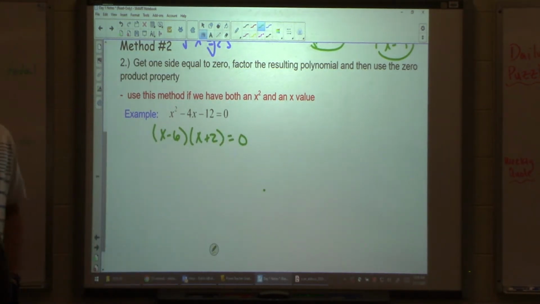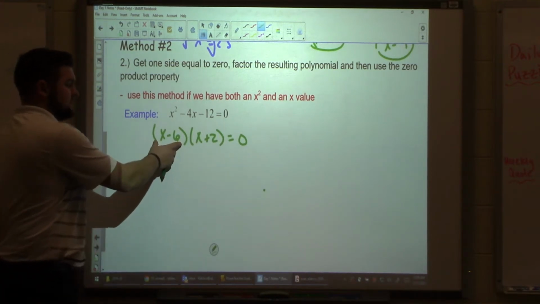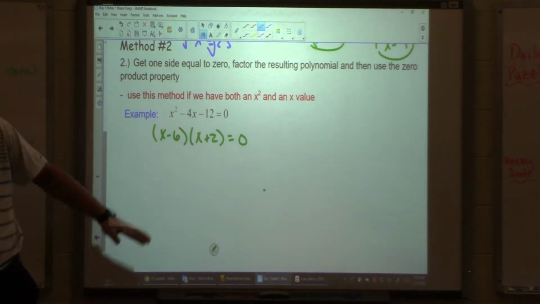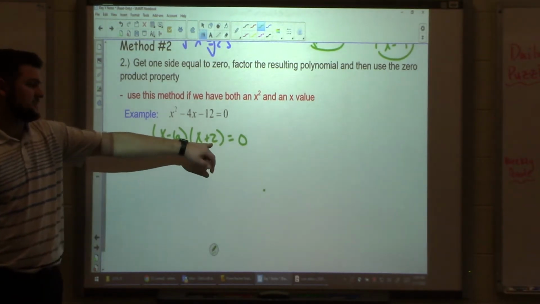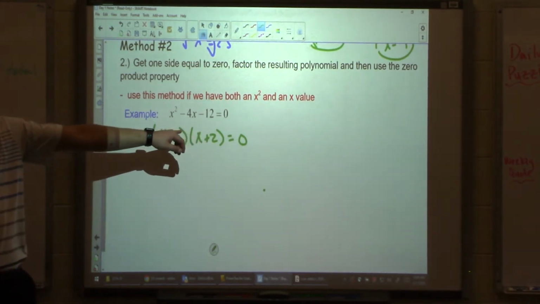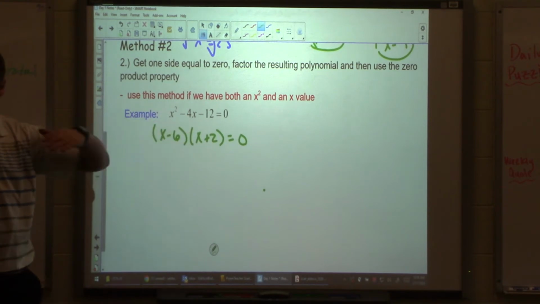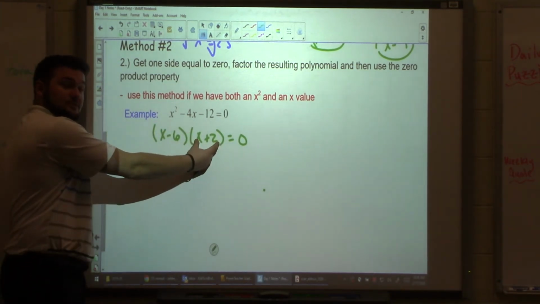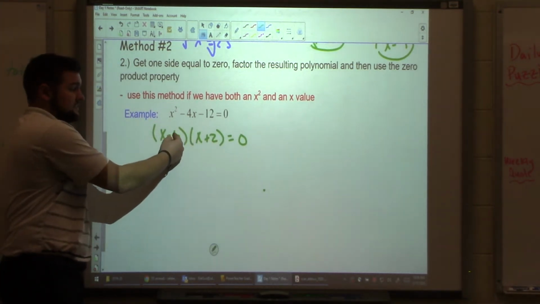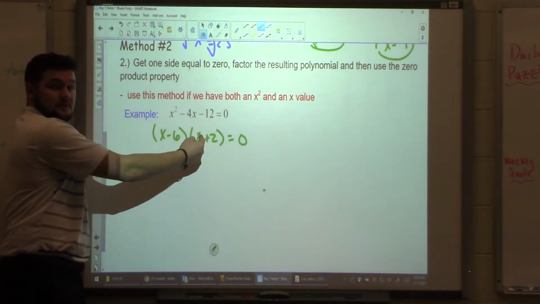Does anyone remember the zero product property? The zero product property states that anything times 0 equals 0. That means if this piece is 0, x minus 6 equals 0, then 0 times x plus 2 is going to be 0, right? Anything times 0 is 0. So if x plus 2 equals 0, x minus 6 times 0 would be 0.